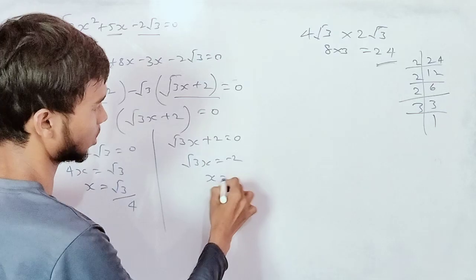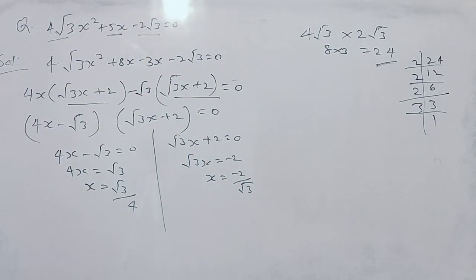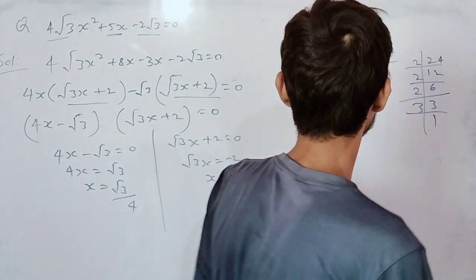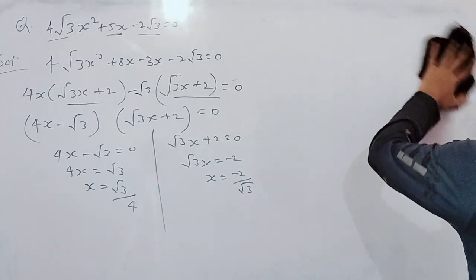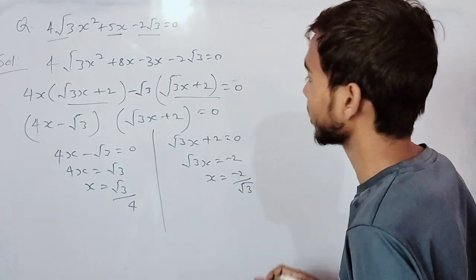Root 3x is equal to minus 2. X is equal to minus 2 upon root 3. This is another root of this equation. Clear? You can see we have done. Do you want to know whether this is correct or not? Then don't worry, I am here. I can show proof that this answer is correct.